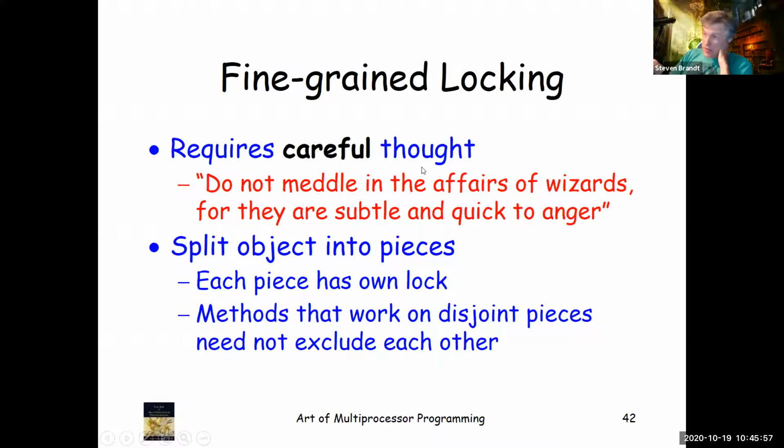Fine-grained locking requires careful thought, and we have a quote from The Lord of the Rings to illustrate that. "Do not meddle in the affairs of wizards, for they are subtle and quick to anger." The idea is we're going to split the object into pieces, and each piece will have its own lock, and methods that work on disjoint pieces need not exclude each other. Now, fine-grained locking always requires careful thought. Can anyone tell me a reason why that might be true?